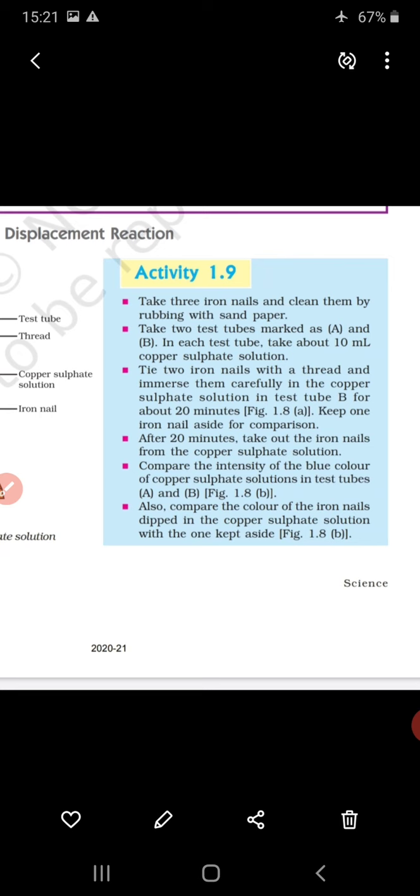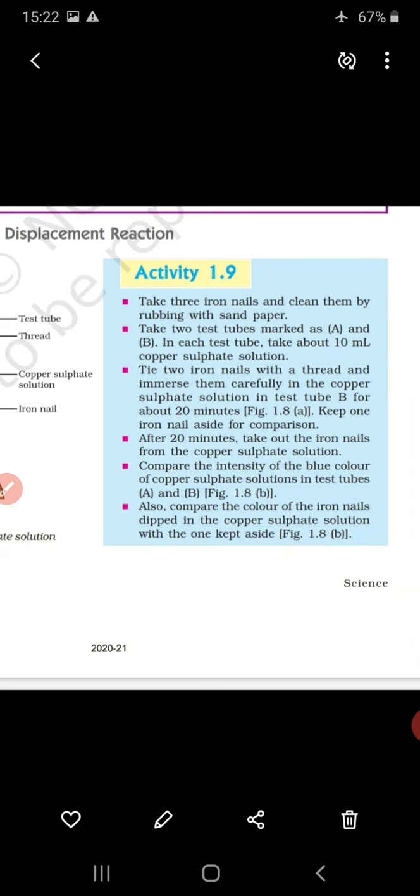A reaction in which an atom or a group of atoms present in a molecule is displaced by another atom is called a displacement reaction. So, what is the definition exactly? The reaction in which an atom or group of atoms present in a molecule is displaced by another atom. One atom is displaced by another atom. Such a reaction is called a single displacement reaction.